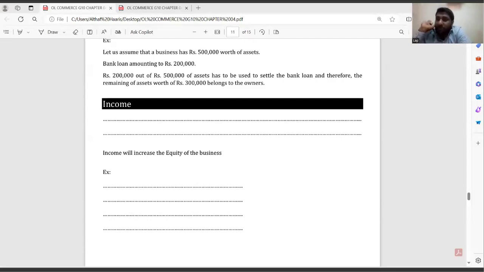This is the most difficult part in this chapter. Once you get income and expenses, asset, liability and equity are very simple and straightforward. But for income and expenses, if you listen properly and engage with me, you will be able to get the things properly.